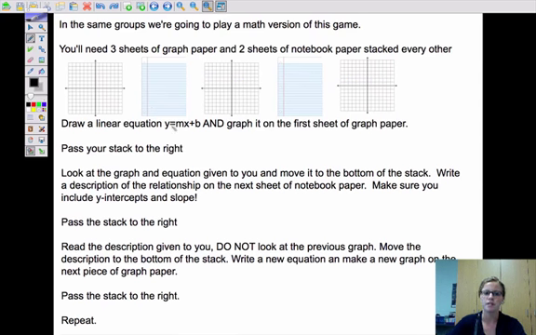Okay? This time, the first person is going to draw a linear equation and graph it on the first sheet. So let's say I start at 1, and I'm going to make these dots nice and big so that my partner can see what my slope is clearly. Okay, here's my line. And I'm going to draw that, and I'm going to write the equation for it. Y equals 3 halves x plus 1.